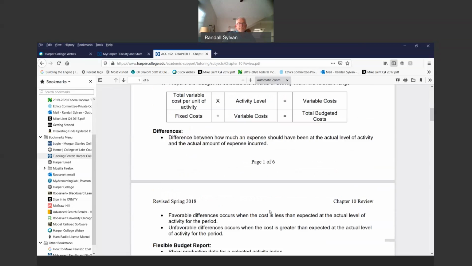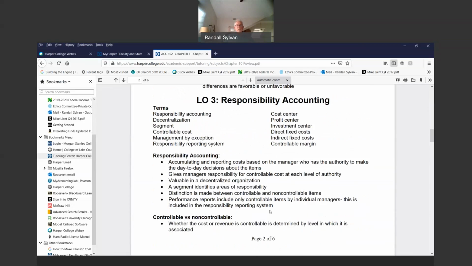Okay. Let's go down to responsibility accounting, and we're down here, and it's based on accumulating and reporting based on the manager who has the authority to make the day-to-day decisions. So that's important. It puts the responsibility on a particular manager. It's valuable in a larger organization where they call it here decentralized, meaning there are lots of management areas throughout the company.